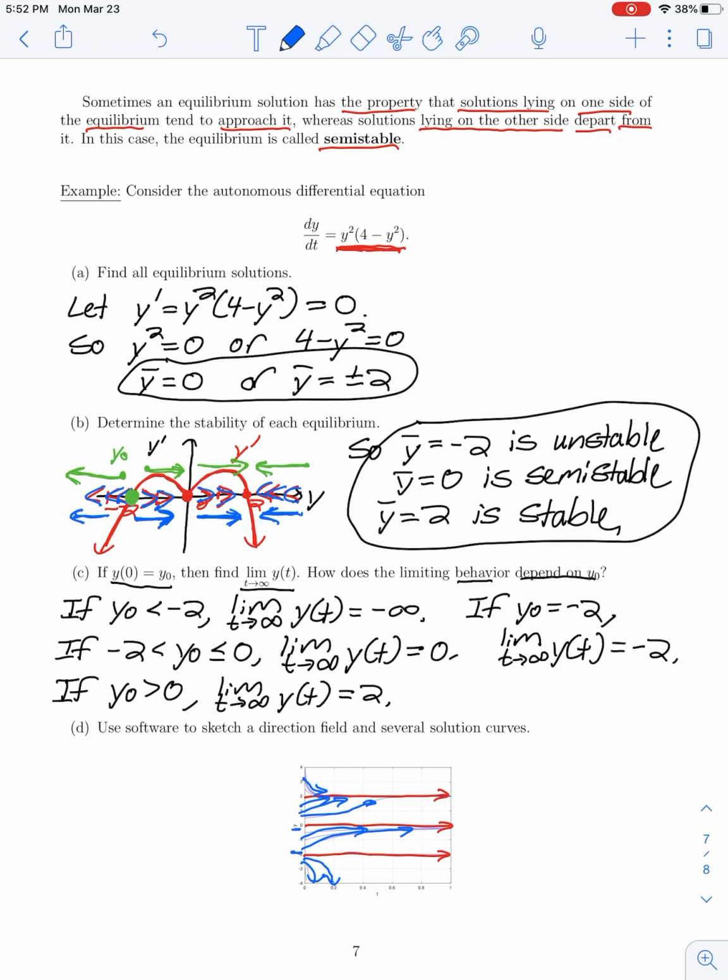So that finishes up this section 4.2. It's a little bit of a longer section introducing some new ideas.